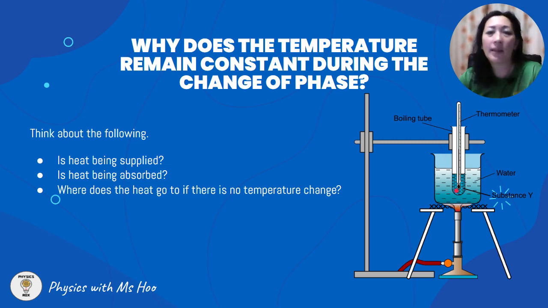Now, is heat being supplied? Obviously, there's a Bunsen burner here, and is heat being absorbed? Where's the heat going to go, right? So yes, it is being absorbed, but where does the heat go to?